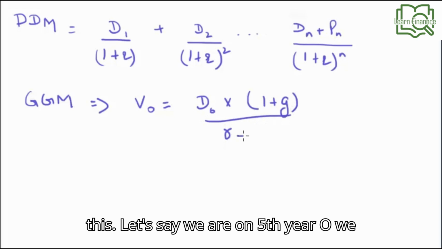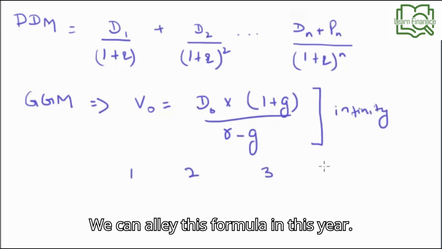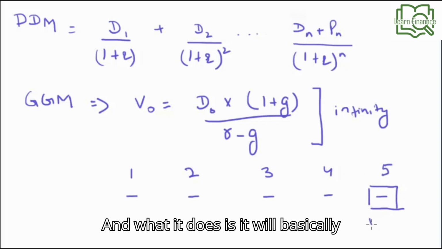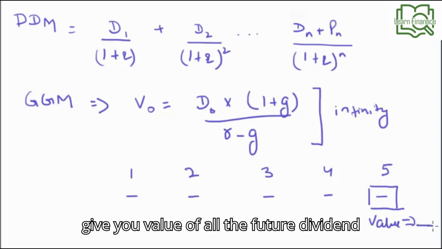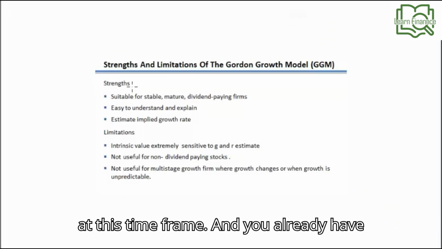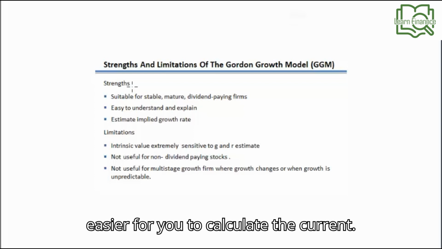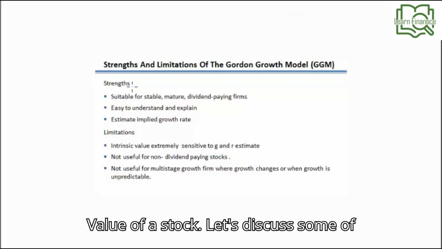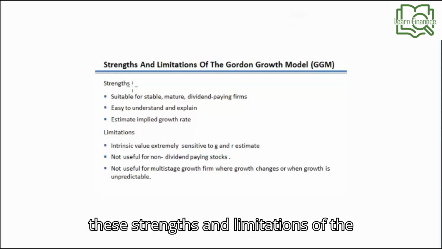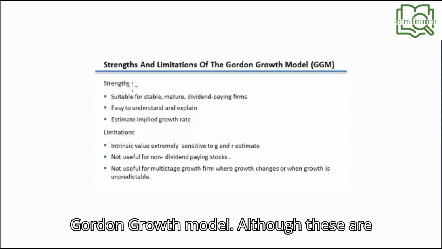Let's say we are in the 5th year, so we have visibility on these years' dividends. We can apply this formula in this year, and it will give you the value of all the future dividends at this time frame. And you already have dividends for the earlier years, so it becomes easier to calculate the current value of a stock.